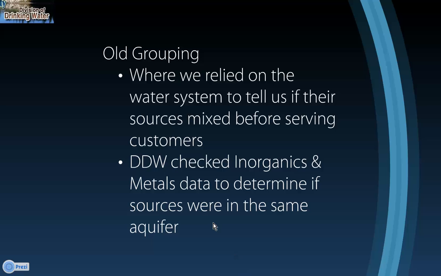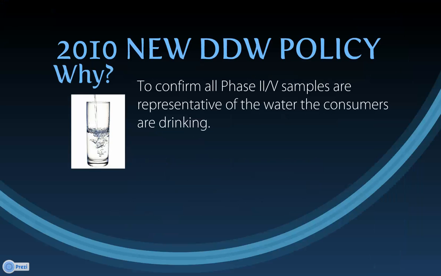So this was the old policy. First, we just relied on the system to tell us if the sources were mixing, and second, we would check the data to determine if it was a common aquifer situation. And we did that for quite a while. We did that from 1993 until 2010. So in 2010, we created a new policy for the source groupings. And your burning question for me is why?